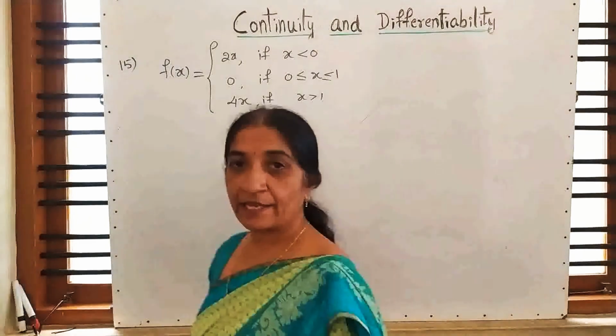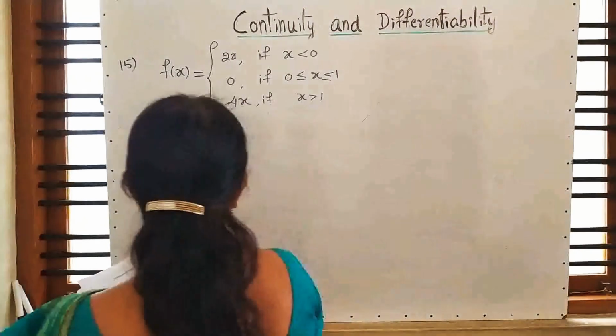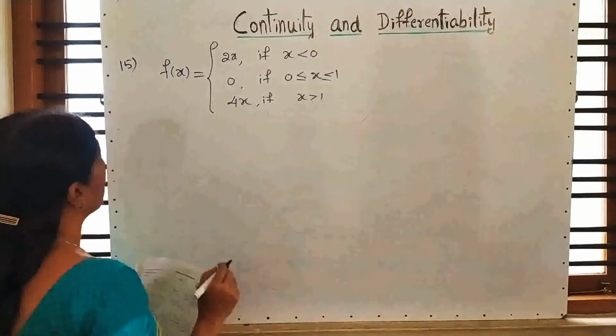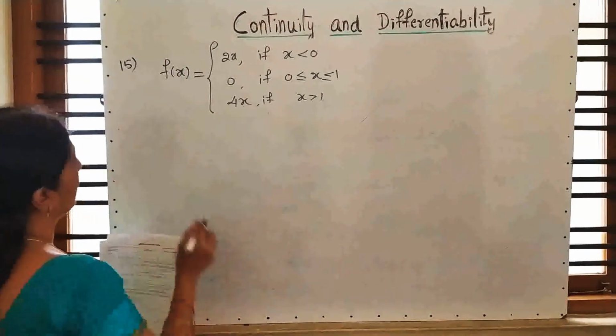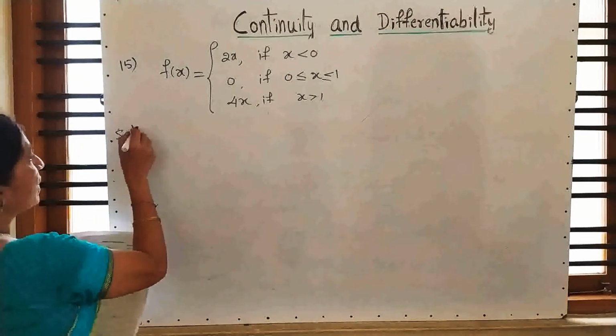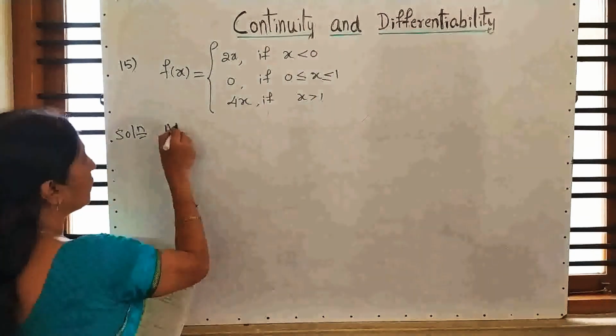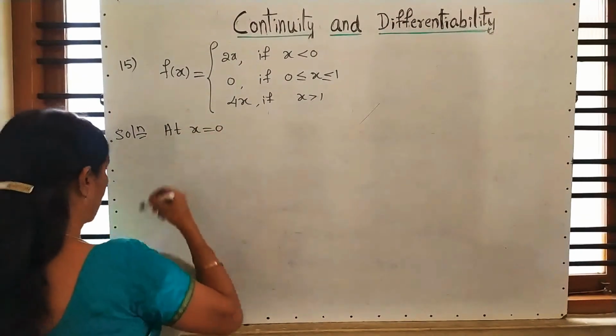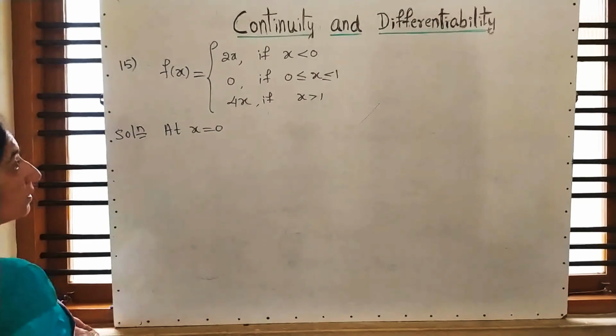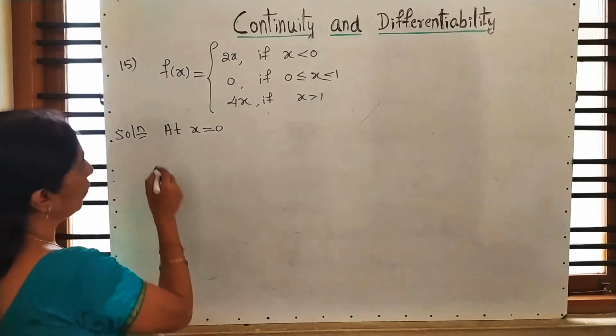In the last class I gave three questions as an assignment. First I will solve question number 15. In question number 15 the function is defined for 0 and 1. Let us start with x is equal to 0. Observe the function at x is equal to 0.